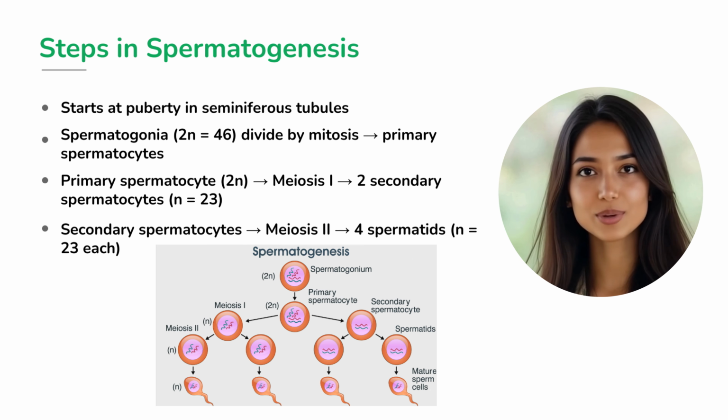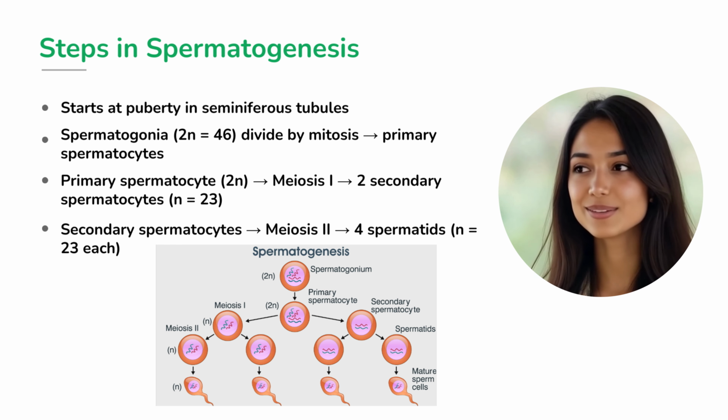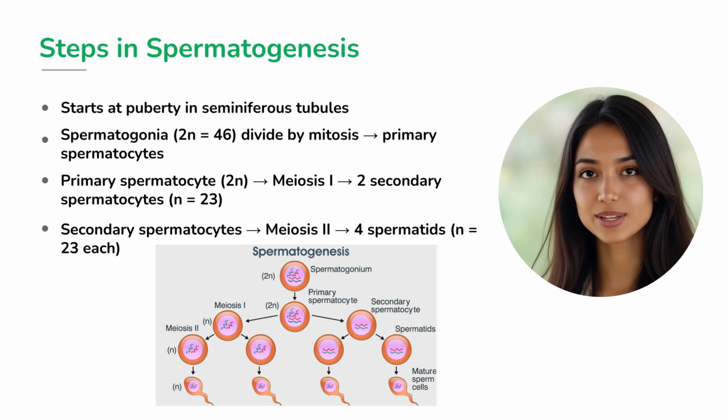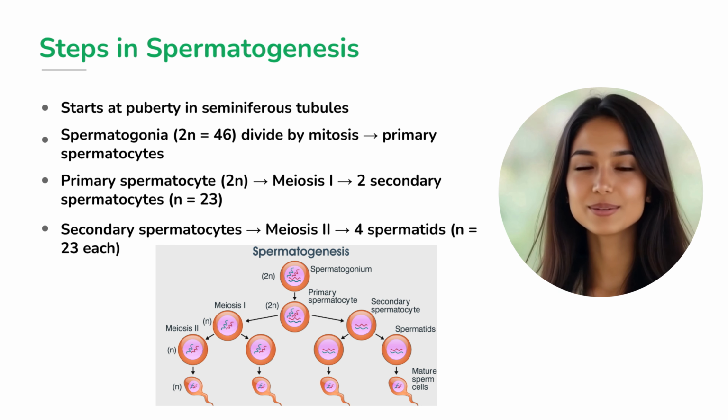Spermatogenesis begins at puberty under hormonal control. It occurs inside the seminiferous tubules of the testes. Here's how it unfolds step by step. Spermatogonia, singular spermatogonium, which are diploid cells with 46 chromosomes, undergo mitosis to multiply.